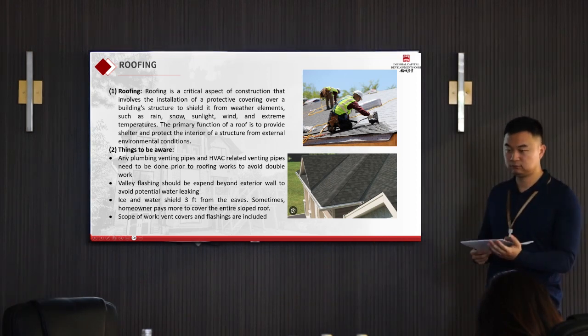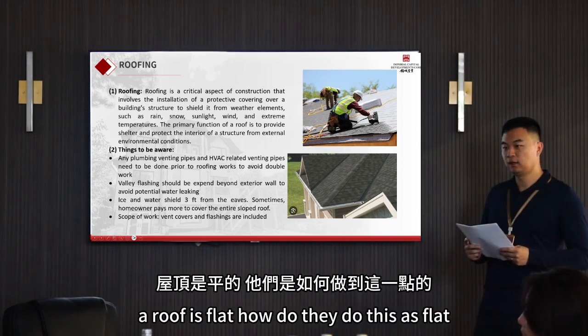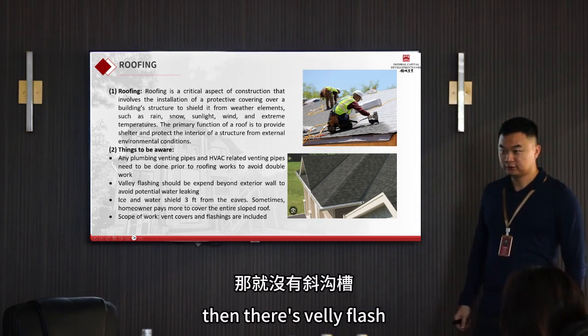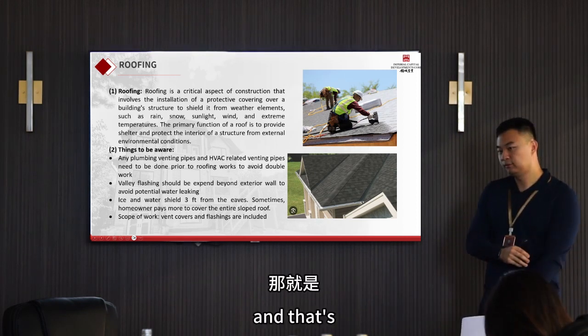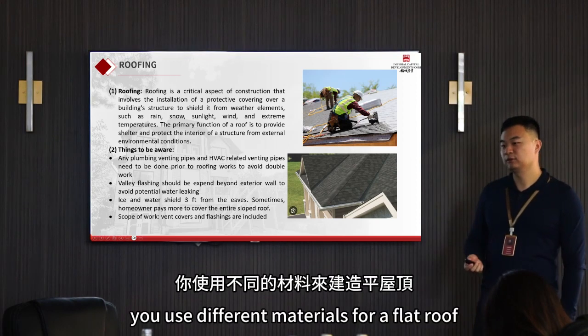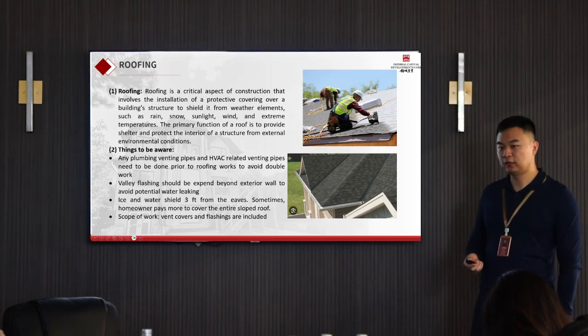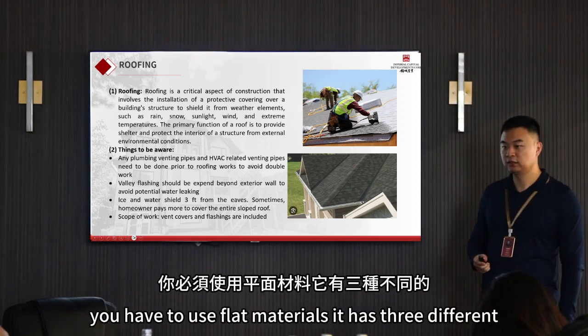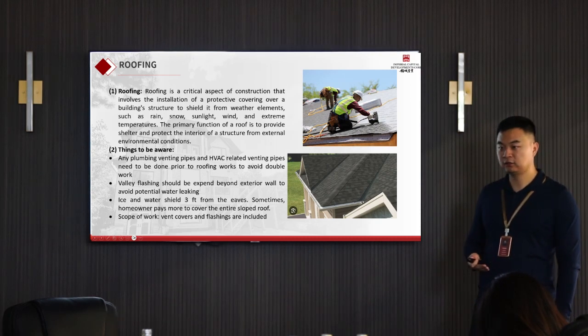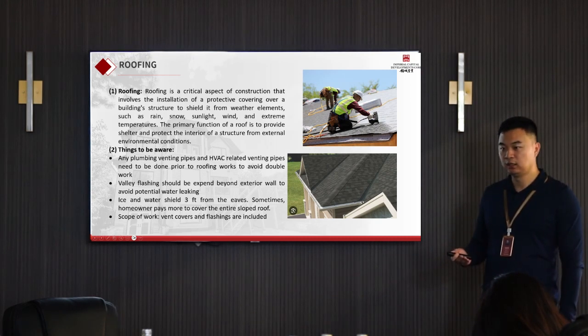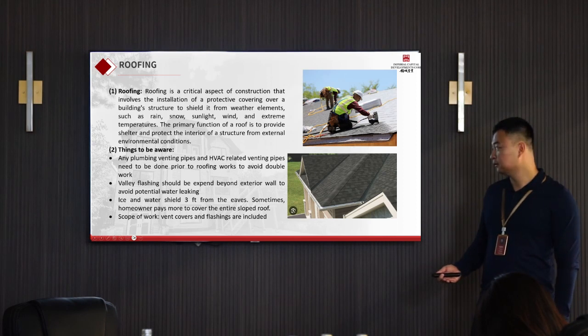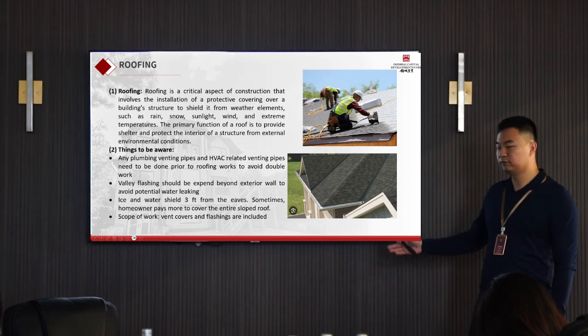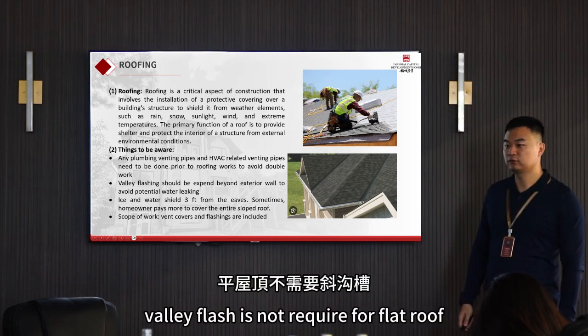What if a roof is flat? How do they do the valley flash? Then there's no valley flash. You use different materials for a flat roof. You have to use flat roof materials. It has 3 different layers, with different ways to waterproof, and so valley flashing is not required for a flat roof.